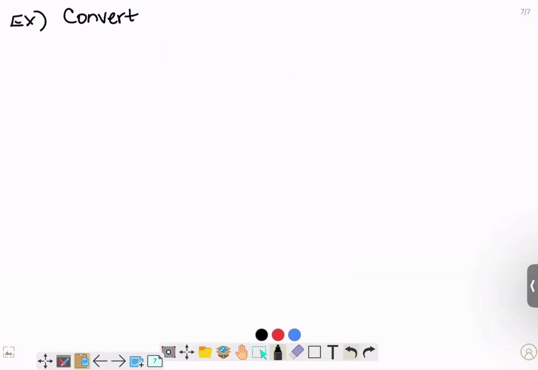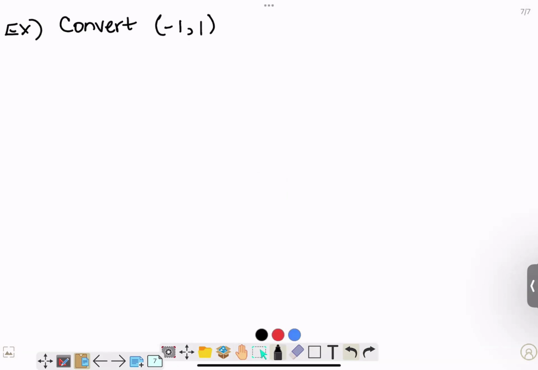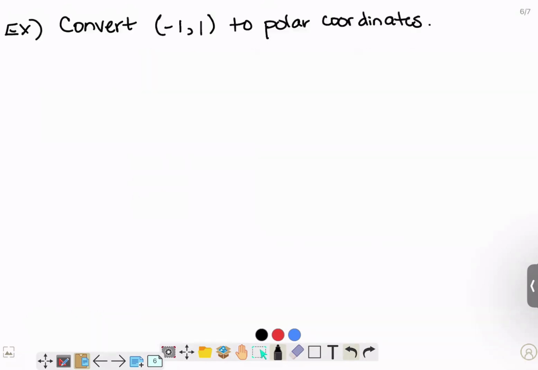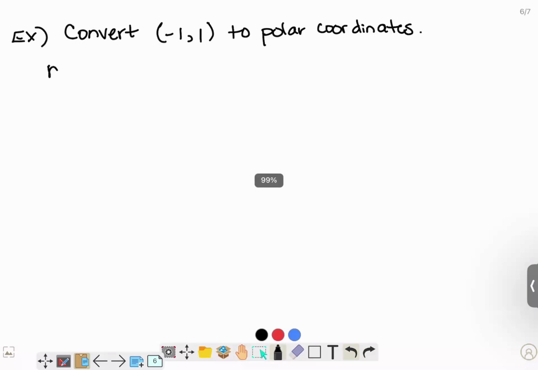Let's take the rectangular coordinates (-1, 1), and we're going to convert to polar coordinates. So this time we're using the other side of these formulas, and we're going to use x and y to get r and theta. Okay, so let's do r first. r squared is x squared plus y squared. So I'm just going to plug in the x and the y that are given to me.